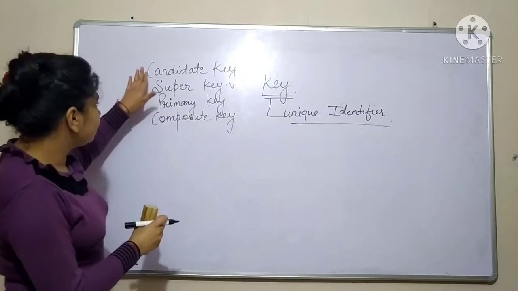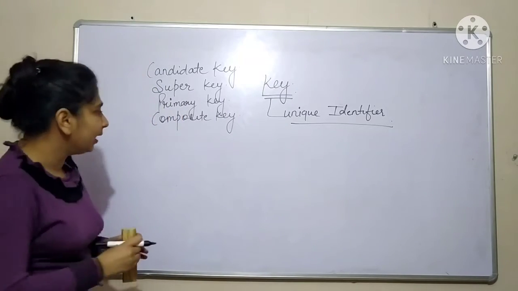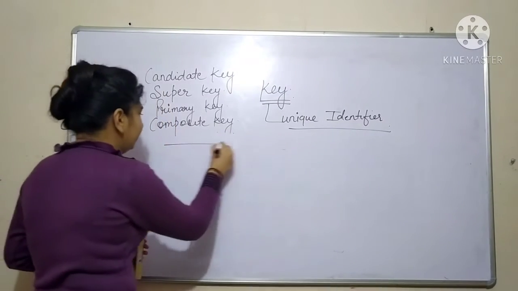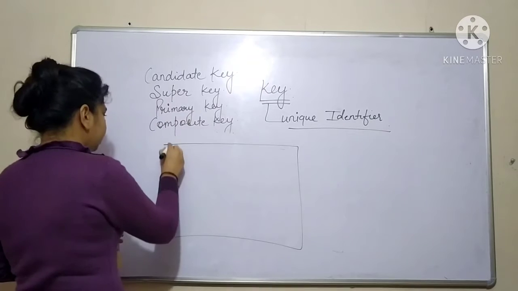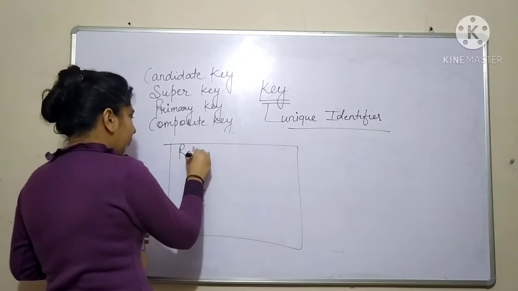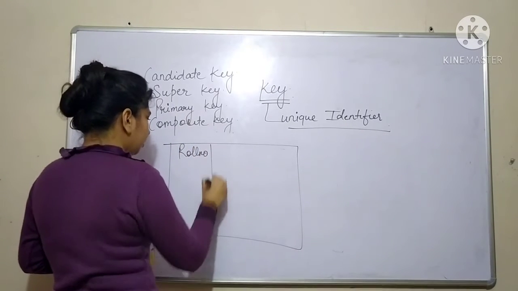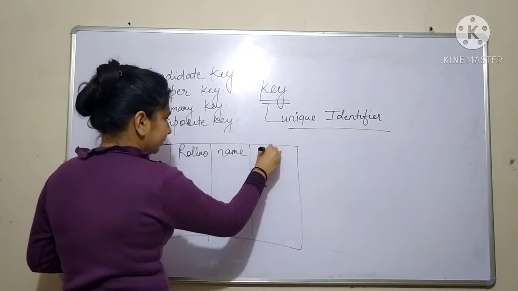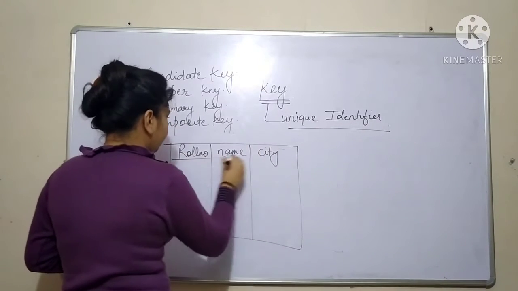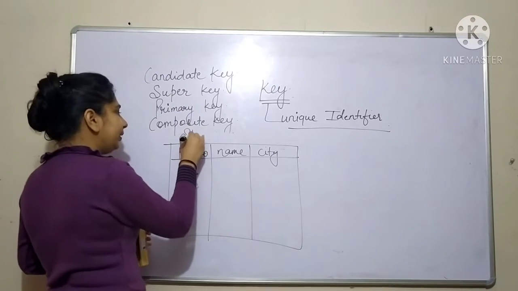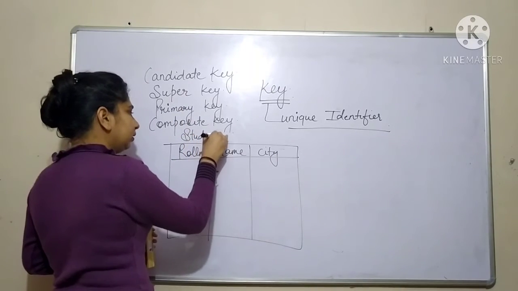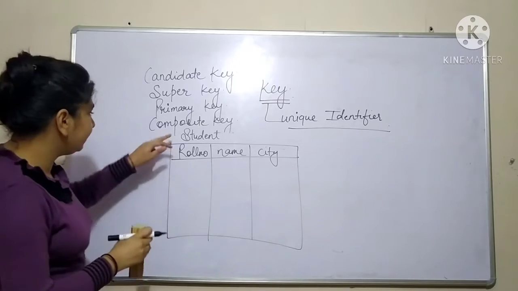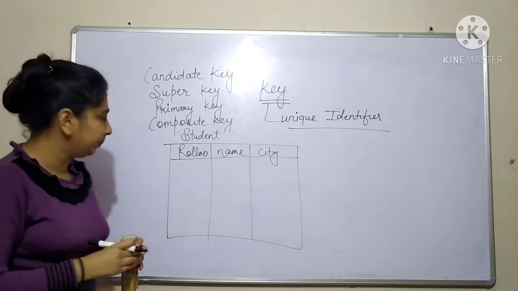So let's discuss all these keys one by one. So let me make a table. We have roll number, name and city. Okay, so we have a student table. These three attributes are present in the student table.